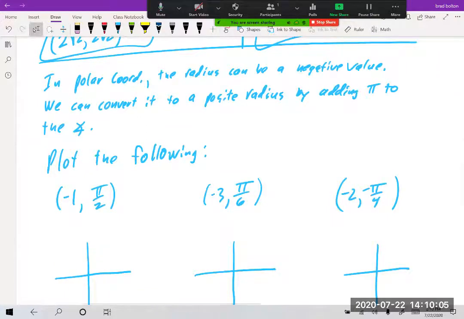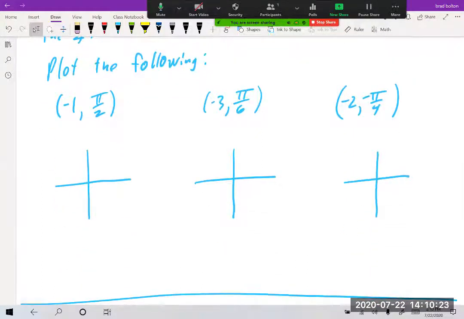Okay, now something I want to talk to you guys about is in polar coordinates, the radius can be negative and be a negative value. So we can convert to a positive radius just by adding a pi. Basically, it feels like you reflect across the origin by adding a pi to the angle. So if we wanted to plot -1 comma pi halves, we would just plot 1. We would plot, let me do it in red. We would instead plot 1 comma.